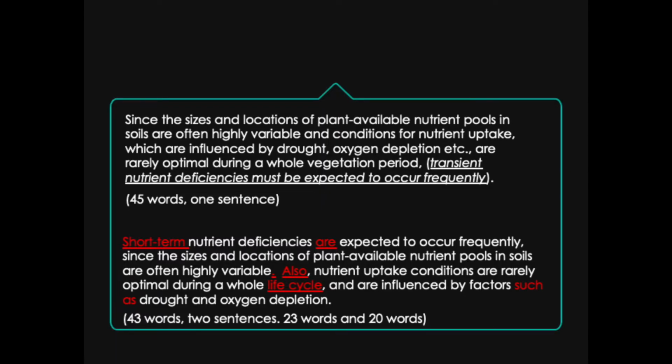Now we have two sentences. The first one is 23 words, the second one is 20 words. We're meeting our target goal to get to sentences with an average of 22 or fewer words, and we've also got one idea per sentence. Let's take a look at another example of a sentence that has more than one idea.